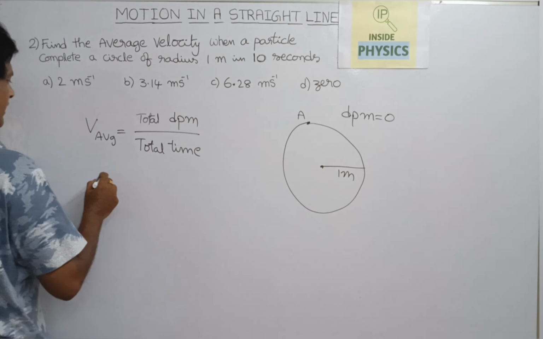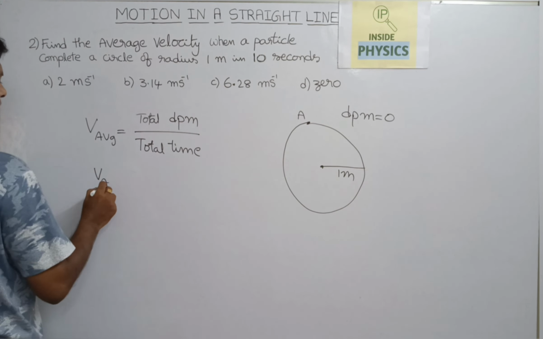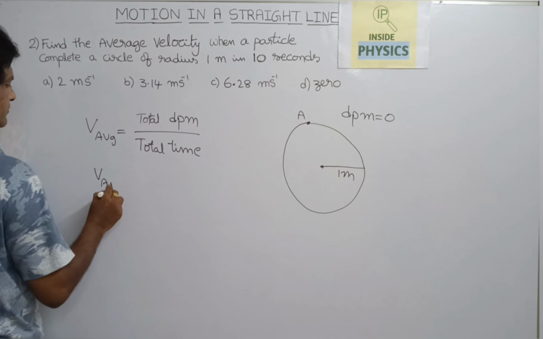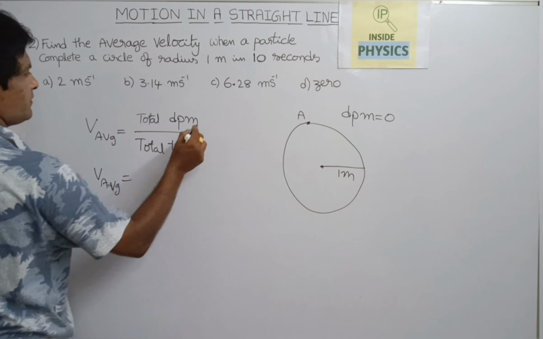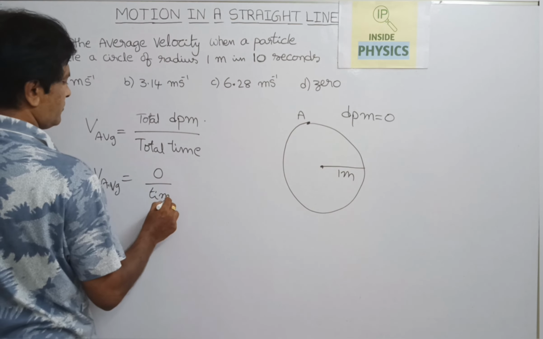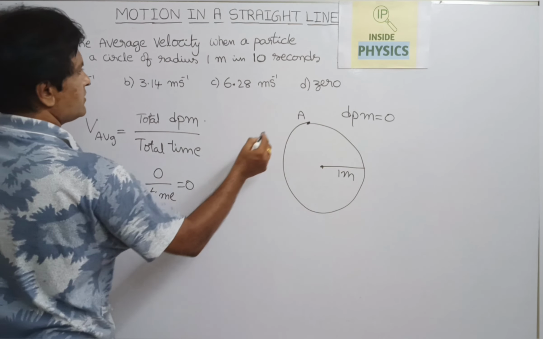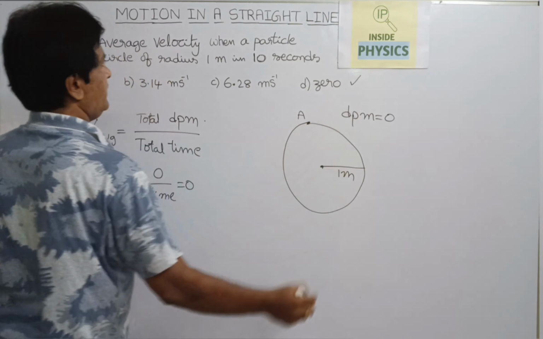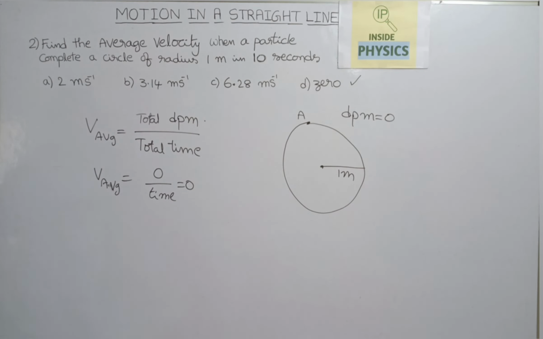So here the average velocity is 0 because the displacement is 0. 0 by time is equal to 0. So the answer is D. It is a logical problem on displacement.